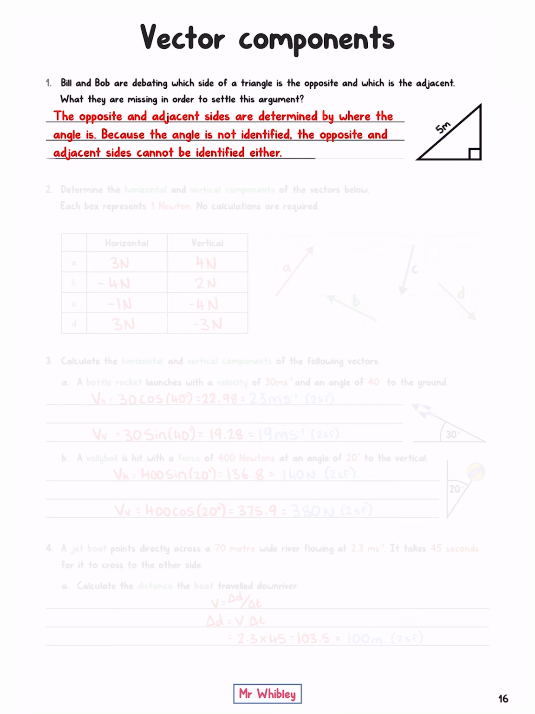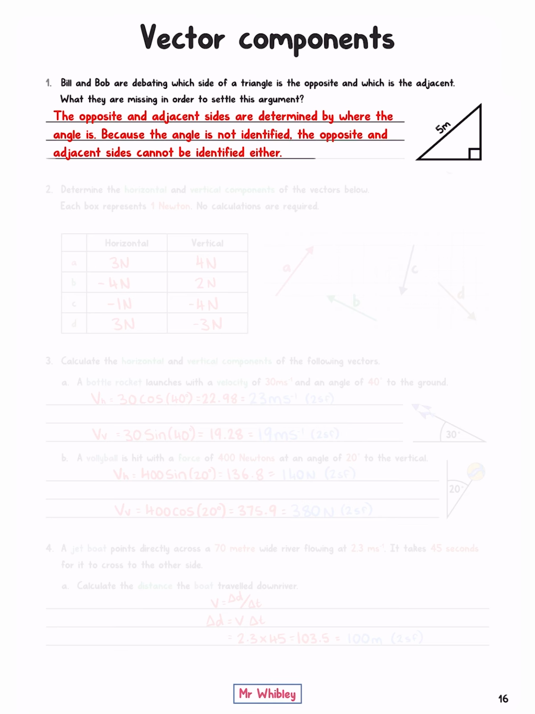And so if, for example, the angle was here, then this would be our adjacent and this would be our opposite. However, if instead the angle was here, then this would be the adjacent and this would be the opposite. Because no angle has been defined, these sides haven't been defined either.